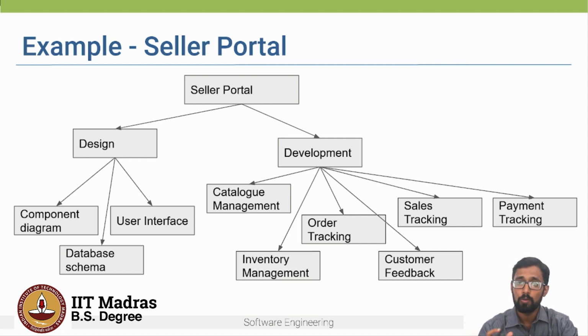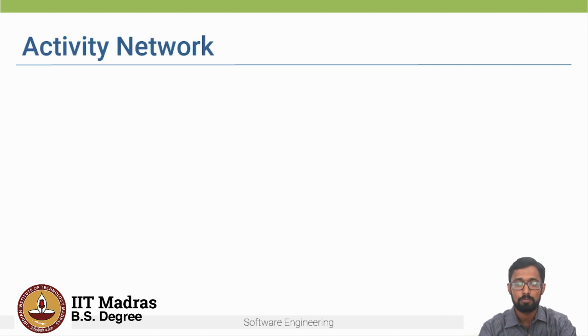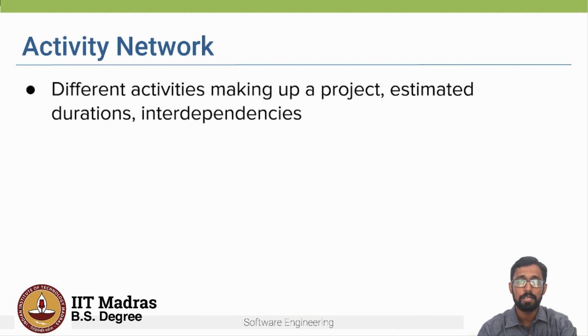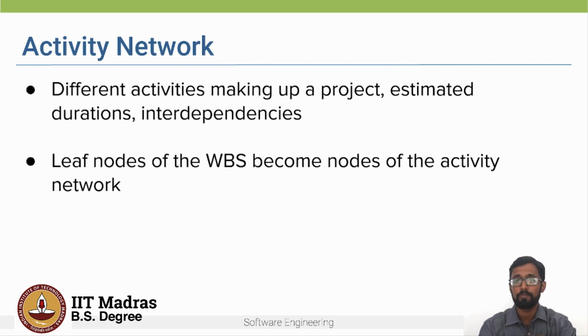Now that we know what these different tasks are, what we have to do is create what is known as an activity network. Now that we know the different tasks, we have to determine interdependencies. How are these different tasks dependent on each other? What are the estimated durations? How much time will it take? All this can be done by creating an activity network. And the leaf nodes of the work breakdown structure, which we saw earlier, become the nodes of the activity network.